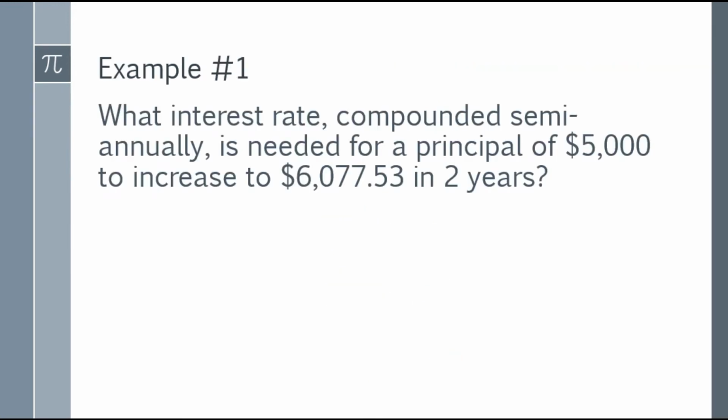Okay, so example number 1 tayo. What interest rate compounded semi-annually is needed for a principal of $5,000 to increase to $6,077.53 in 2 years? So, ano daw yung interest rate kapag, kunyari, ikaw, nag-deposit ka sa bangko ng $5,000 at naging $6,077.53 to in 2 years na compounded semi-annually. Ano daw yung interest rate na to?